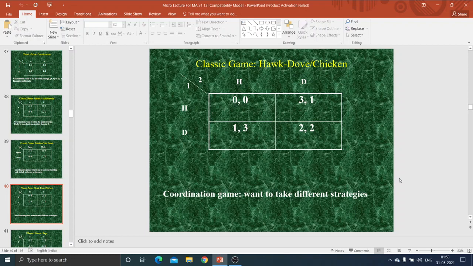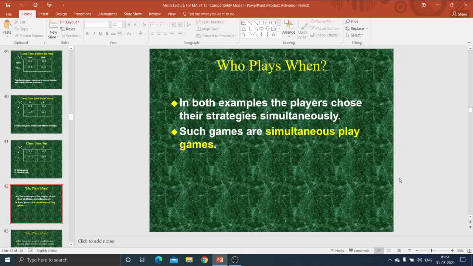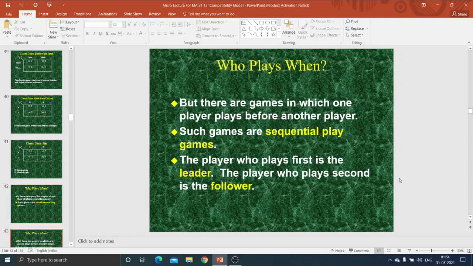Again, this can be the other way around, and if both play chicken, both are relatively not worse off in that sense. So this is also a coordination game, and you have different equilibria. Then you have games of pigs, dominant pig and submissive pig examples, and there are so many games. Now the question is who plays when. In both examples, the players choose their strategy simultaneously. This is called a simultaneous play game or simultaneous strategy. Such games are simultaneous games.